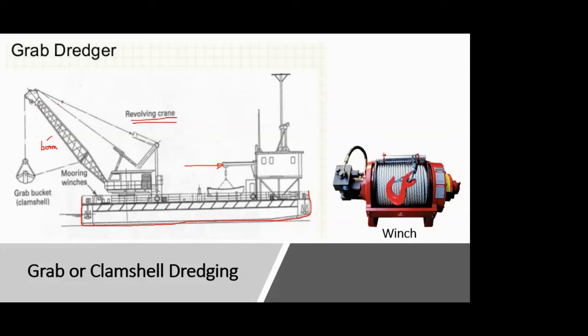Now as I told you, in this mechanical type of dredging, in all the types you will be having some kind of mechanism which will allow the movement of some accessories which we are using for the dredging purpose. So in this case, the accessory or the equipment that we are using is a grab bucket or a clamshell. You will get a closer look at this clamshell in the next few slides. From the name itself, you can infer that it's a bucket, but the only difference is it can open and close.